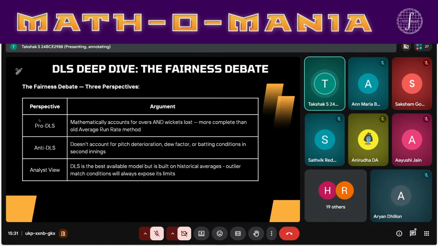There are three perspectives on the DLS method. The first one is the pro DLS, means they are the supporters of DLS. The pro DLS argues that it mathematically accounts for overs and wickets lost, which is more complete than the old average run rate method.